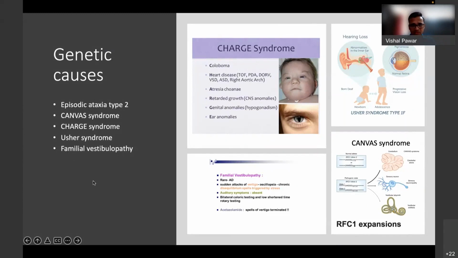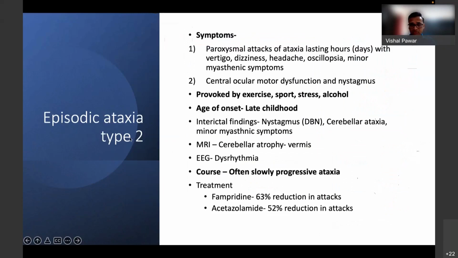I would like to make a special mention of episodic ataxia type 2, which is a common one. Patients can present with paroxysmal attacks of ataxia lasting hours with vertigo and dizziness. Headache is also there, which is why it can get diagnosed as vestibular migraine. Patients can have oscillopsia. Minor myasthenic symptoms can also be there in some patients. Central ocular motor dysfunction and nystagmus are there, and it can be provoked by exercise, sports, stress, alcohol. Age of onset is late childhood.